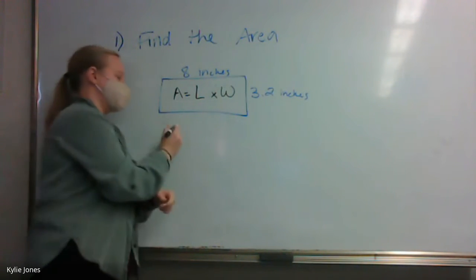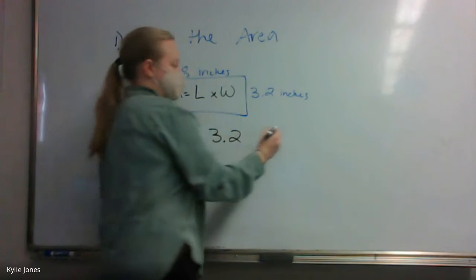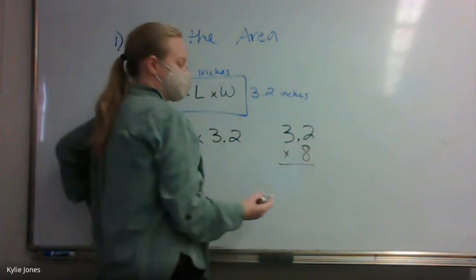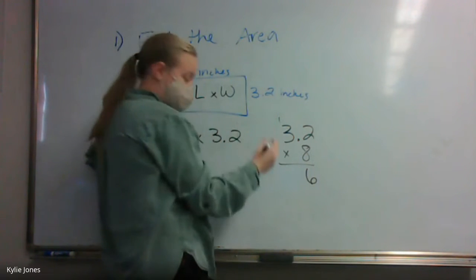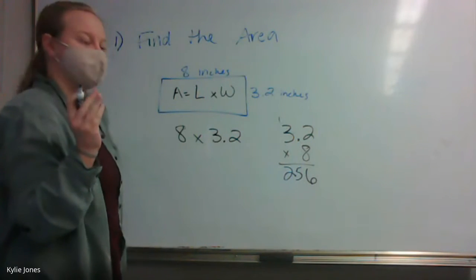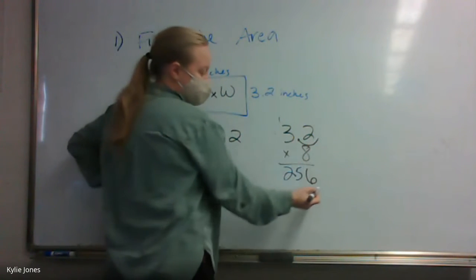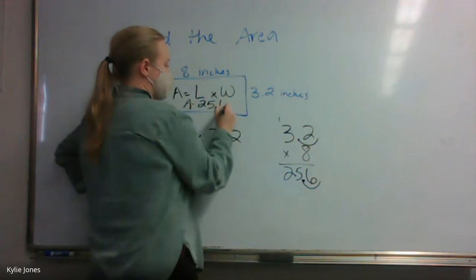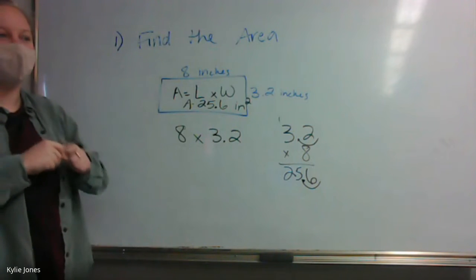So our length here would be 8 inches. We need to multiply that by 3.2 inches. So let's do that. 3.2 times 8. What is 8 times 2? 16. Carry 1. What is 8 times 3? 24. Plus 1 is 25. 256? No, we got to move our decimal, right? There is one number behind our decimal, so we got to move that over 1 time. So our area is 25 and 6/10 inches squared. Yep, don't forget your units, inches squared.